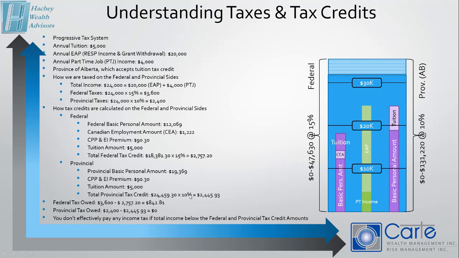So if we look at the net taxes that are involved here, on the federal side, well, we owed $3,600 of income tax. If we deduct the tax credit, the $2,757, we arrive at a difference of $842. So $842 owing on the federal taxes. On the provincial side, our tax credits exceed the amount of taxes owed, meaning your student would not have to pay any provincial income tax.